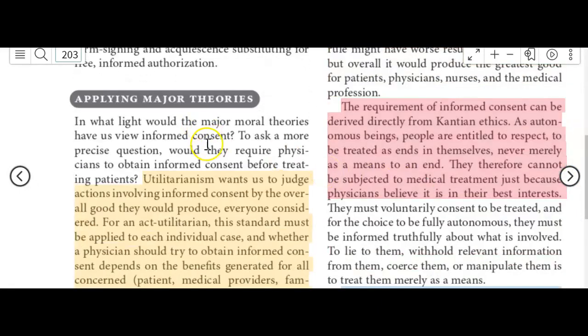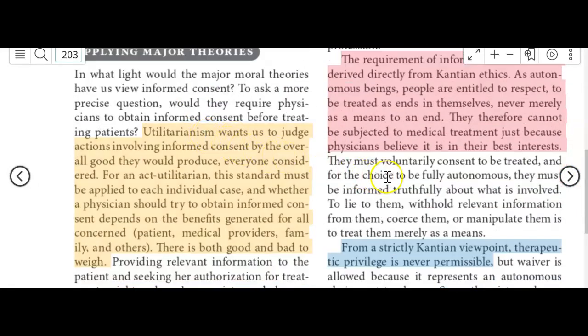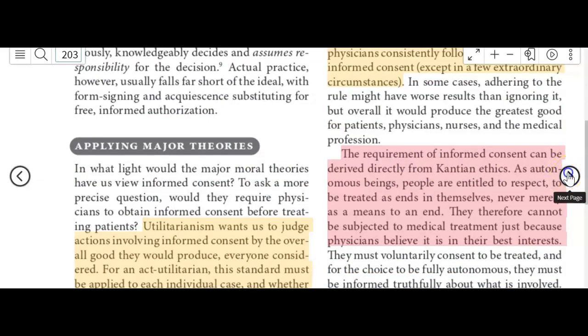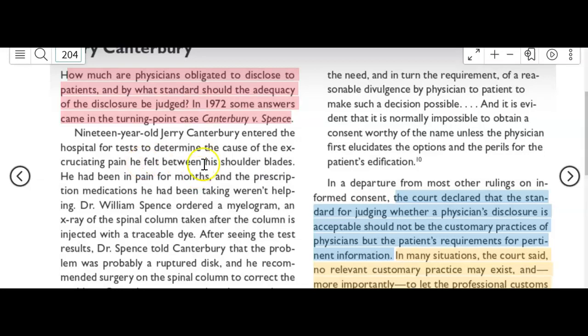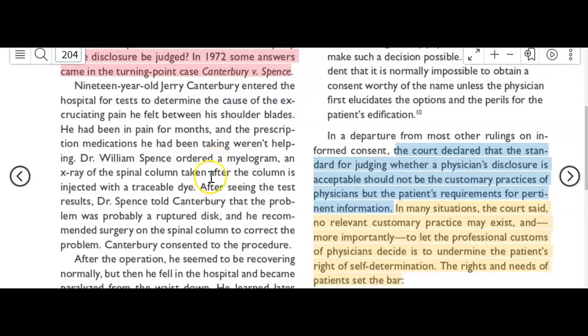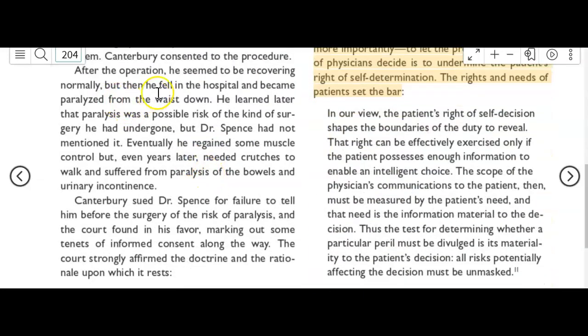All right. Now it applies the major theories, utilitarianism, Kantian ethics, and goes through it. And now we have the classic case file, page 204. This is the famous one. How much are physicians obligated to disclose to patients, and what standard? This was a turning point case in 1972. A 19-year-old, who had been in pain. They recommended an operation, but he ended up paralyzed from the waist down and sued.